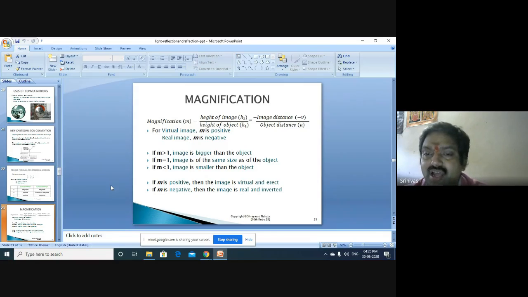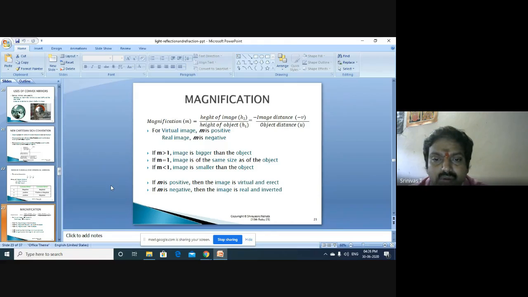We can also express this in terms of image distance by object distance. So it is simply minus image distance, minus v, divided by object distance, u. Now, for a virtual image, M is positive, and for a real image, M is negative. That's how we have to take it.